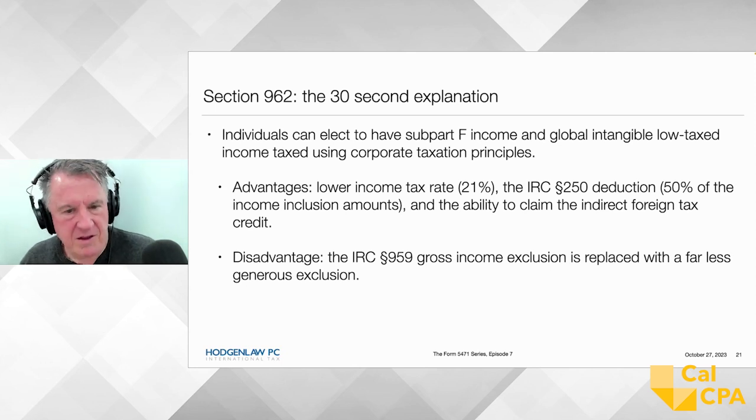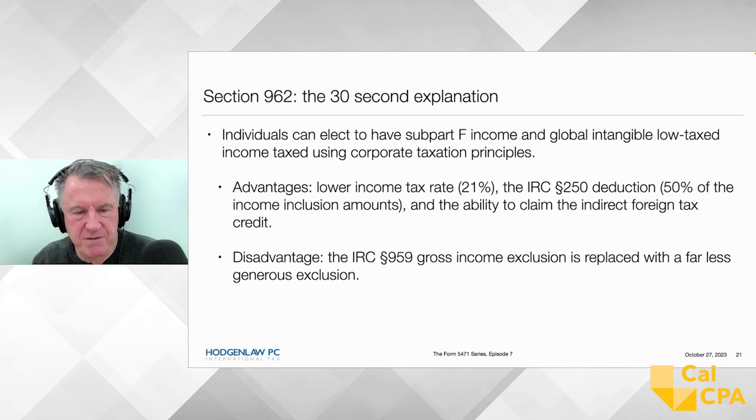Foreshadowing. So, there's a significant disadvantage, and the disadvantage is what we're going to talk about right now. You see that Internal Revenue Code section 959, the gross income exclusion, applies dollar for dollar. So every dollar of previously taxed earnings and profits, you shoot cash upstream to the shareholder. That cash is excluded from gross income as a dividend.